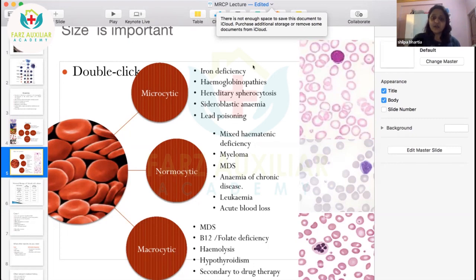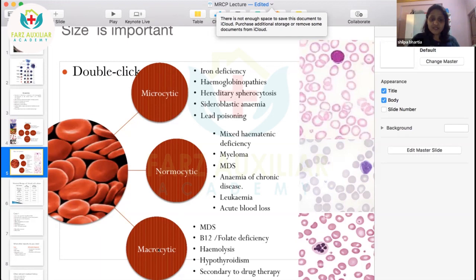The first one undoubtedly will remain iron deficiency. Hemoglobinopathies like thalassemia, alpha and beta thalassemia, will have microcytic anemia. Hereditary spherocytosis may have a very mild microcytic anemia because they have a reticulocytosis, it gets balanced. Sideroblastic anemia presents with a microcytic anemia. And the other thing is lead poisoning. Lead poisoning is a very favorite MRCP question to try and confuse you with iron deficiency. So always keep that in the back of your head.